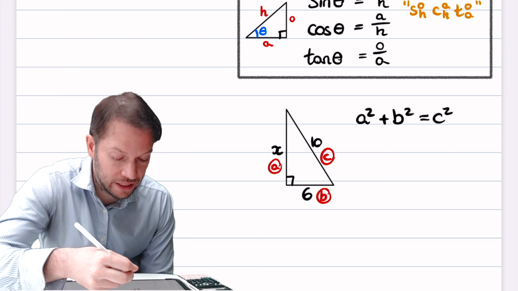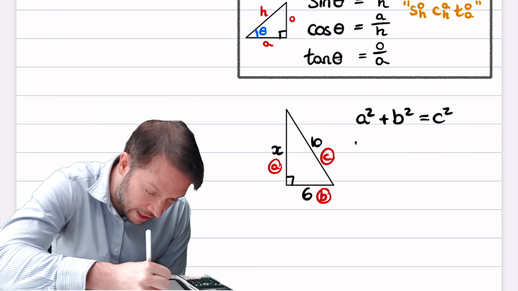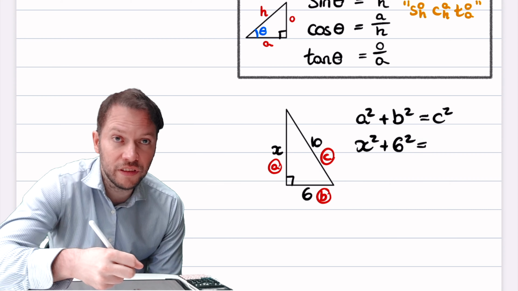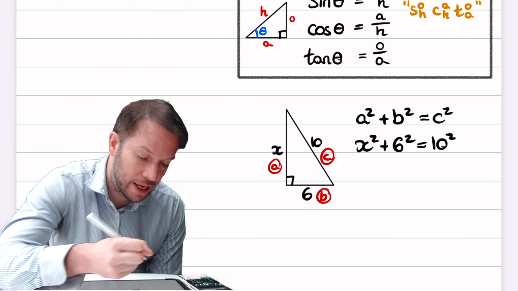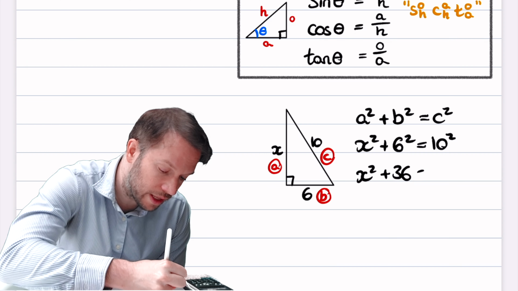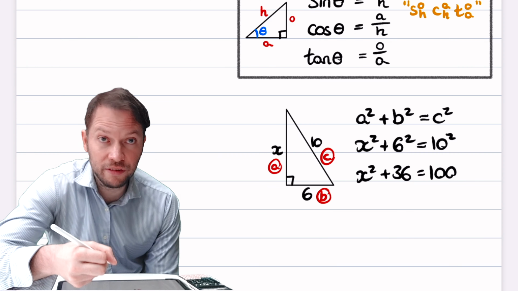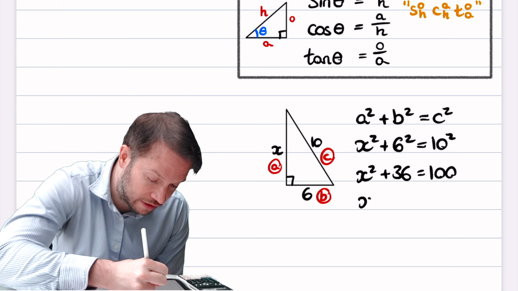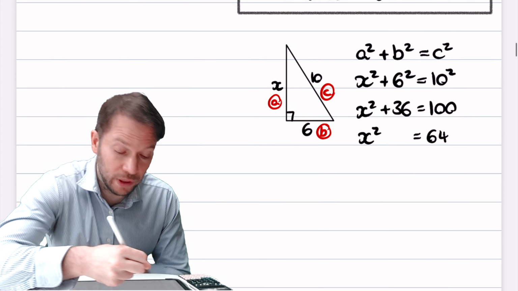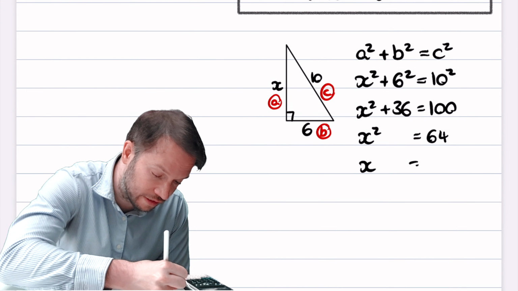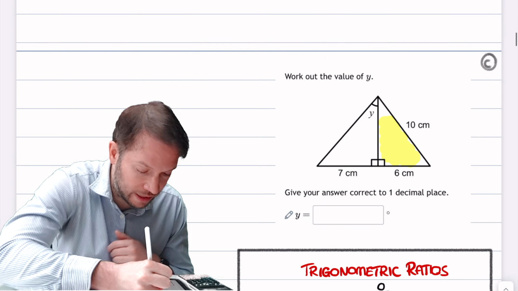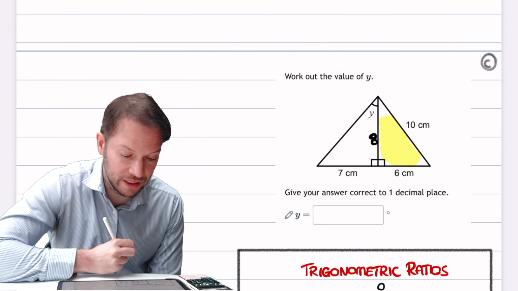So let's just substitute into that formula. We've got a squared, which is x squared, plus b squared, which is 6 squared, is equal to c squared, which is 10 squared. And now let's just simplify. We've got x squared plus 36 equals 100. Now we want to get x on its own, so we can subtract 36 from both sides to get 64 here. And then to get rid of the squared, we square root both sides to get x is equal to 8. So we've worked out that x is 8, and that's the x here. So that's the 8 centimetre length.